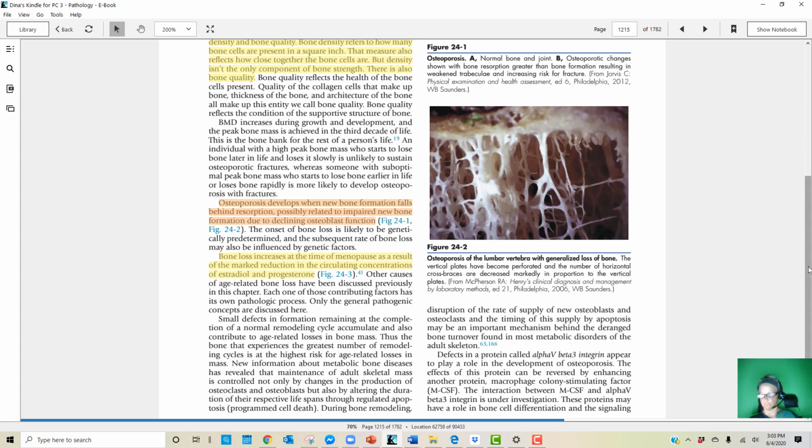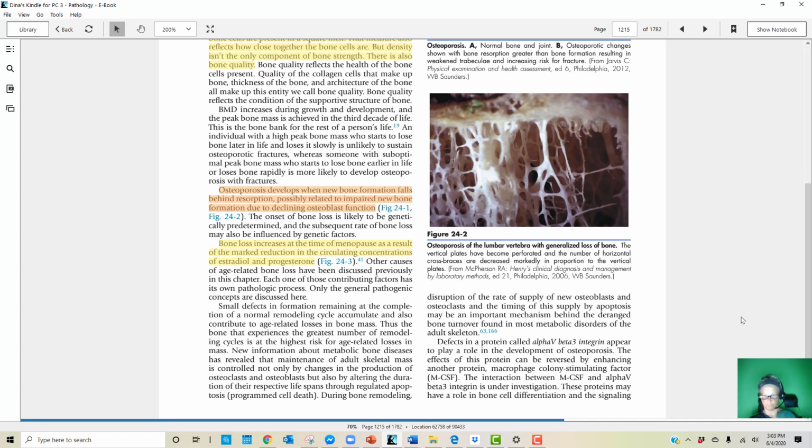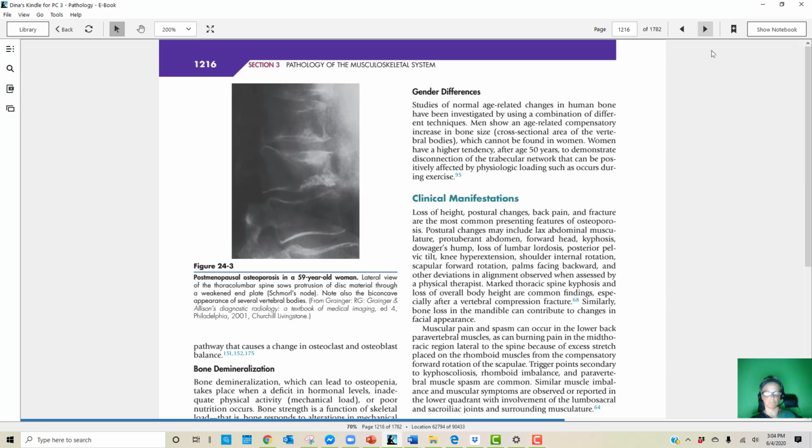Defects in a protein called alpha-beta-3 integrin appear to play a role in the development of osteoporosis. The effects of this protein can be reversed by enhancing another protein, macrophage colony stimulating factor, MCSF. The interaction between MCSF and alpha-beta-3 integrin is under investigation. These proteins may have a role in bone cell differentiation and the signaling pathway that causes a change in osteoclast and osteoblast balance.